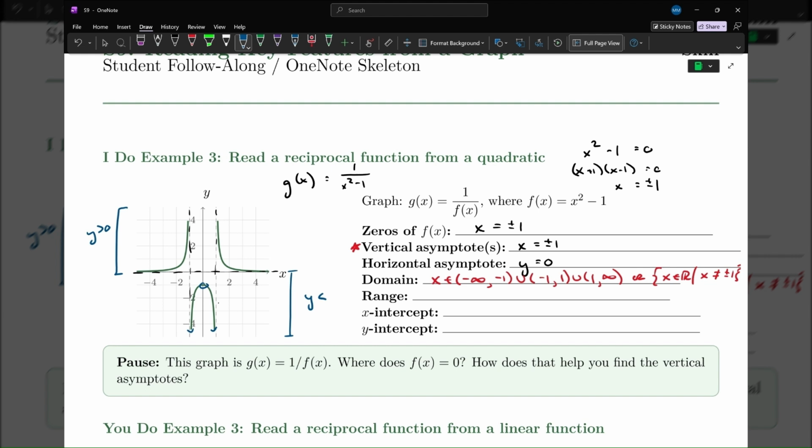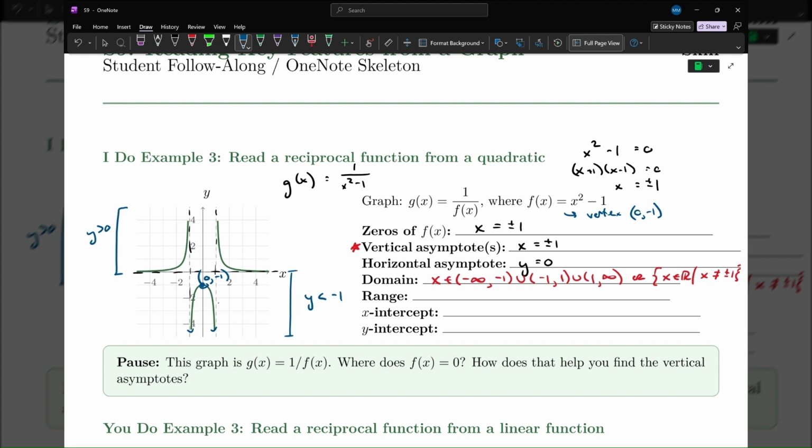Now for that, I need to go back and think about what the vertex was of f. So f, x squared minus 1, is going to have a vertex at (0, negative 1). Now if I flip that point upside down, that's also going to be negative 1. So I again get a vertex at negative 1. So what that means is y is less than or equal to negative 1. What that tells me is the graph doesn't exist at all between negative 1 and 0.